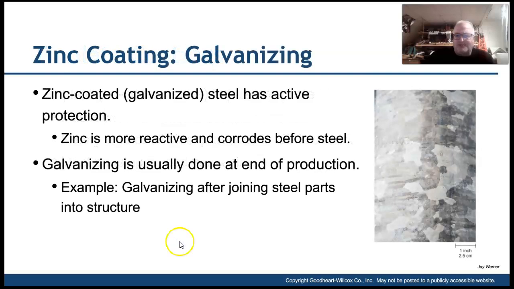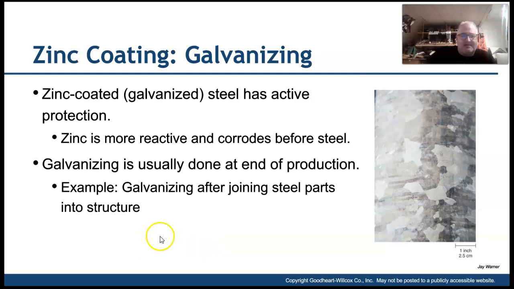So we talk about zinc coating or galvanizing. Where they're using zinc, this is an active protection. So that zinc actually penetrates and goes a little bit deeper. So if you do get some light scratches on it, it's not going to be as susceptible to rust as your tin coating would be. So that's kind of an example of that.